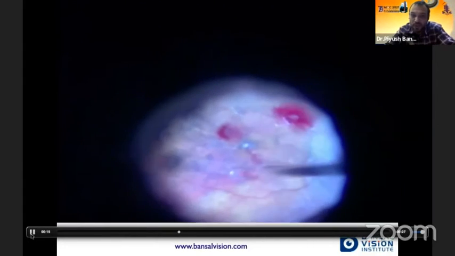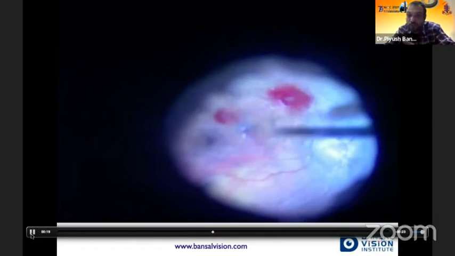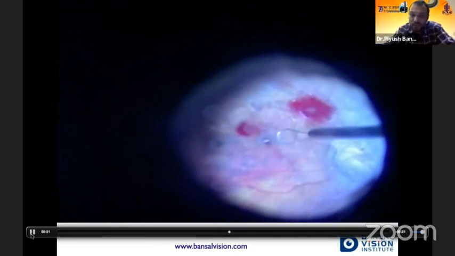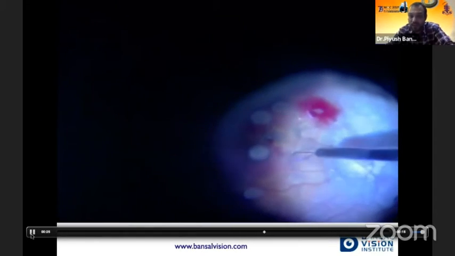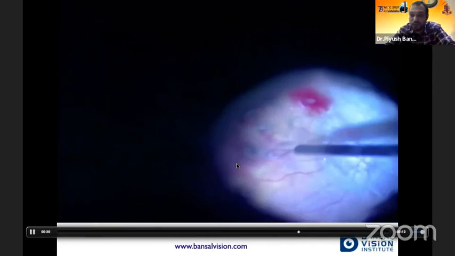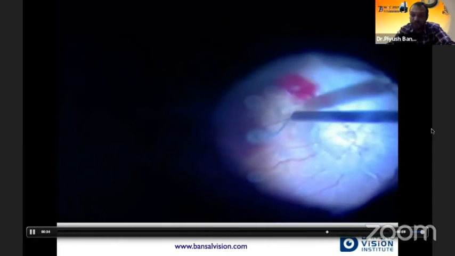So essentially, I had no other option. And as a final attempt, what I tried to do was use the finesse loop to scrape off. I mean, this is not the use that a finesse loop has, but I tried to scrape off whatever ILM I could from as much around the macula as possible. Fortunately, the patient had a good visual outcome. You can see the amount of pressure that's required in such a situation.